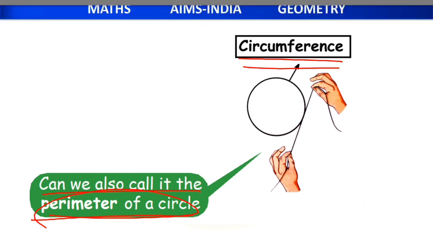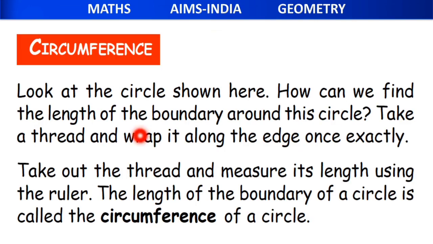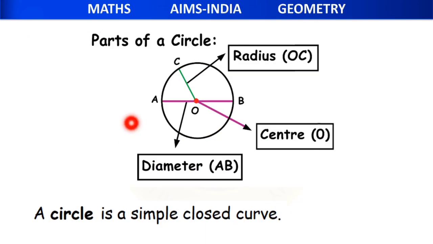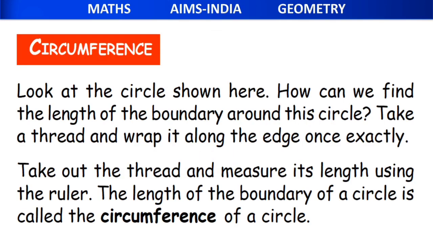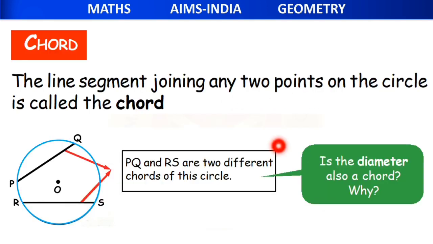I hope this is clear, children. What is it? The circumference of a circle. Now, chord. We have learnt about the different parts of the circle, that is radius, center, diameter, and also we have learnt what is the circumference of a circle. Now coming to the next topic, that is chord.